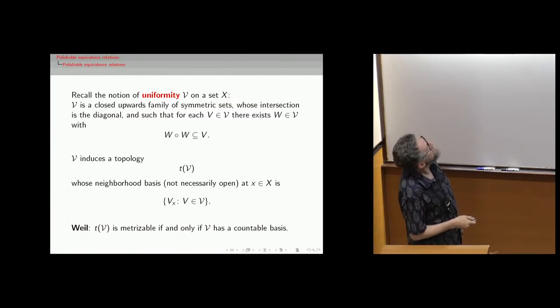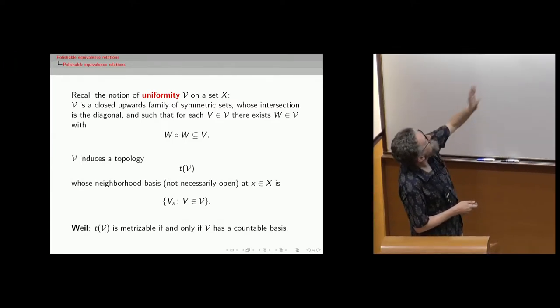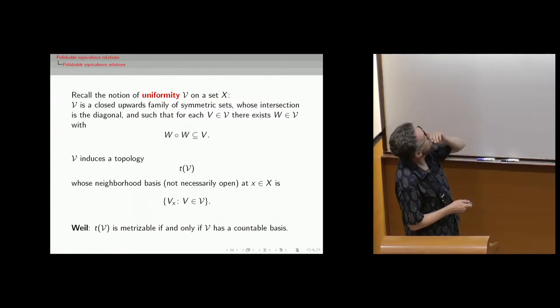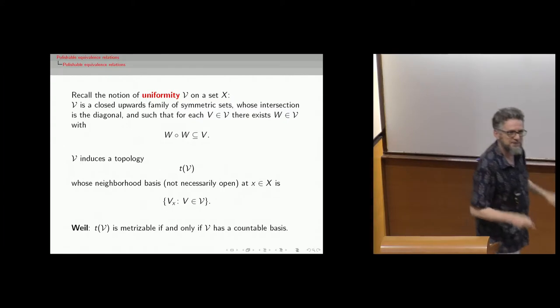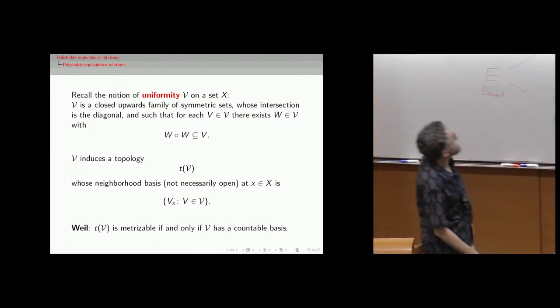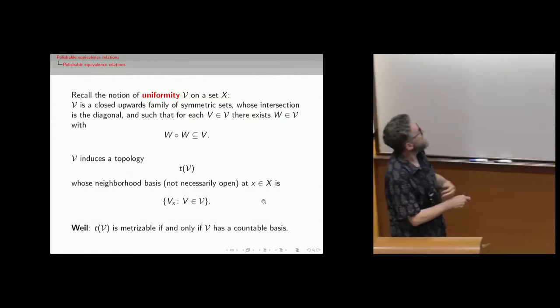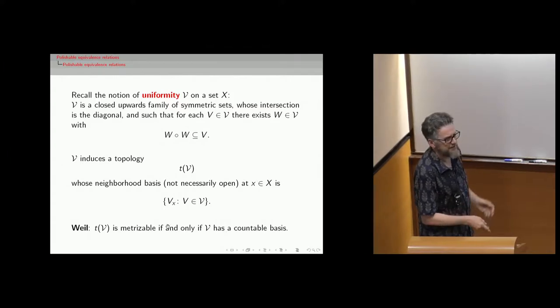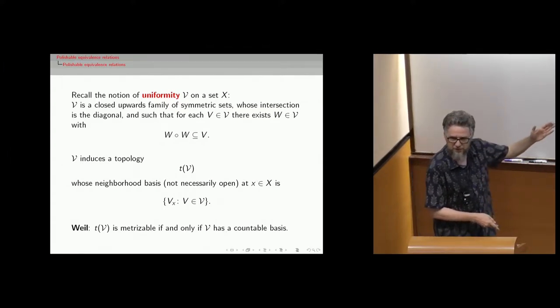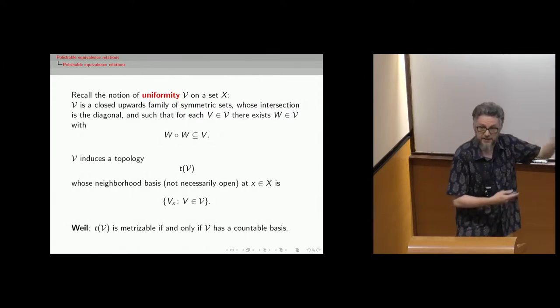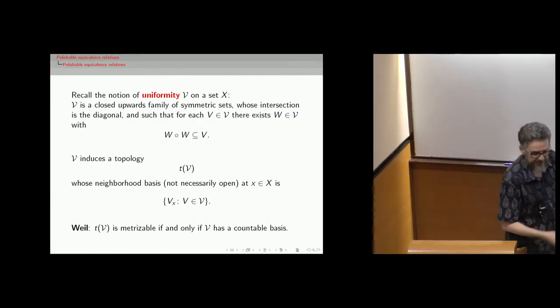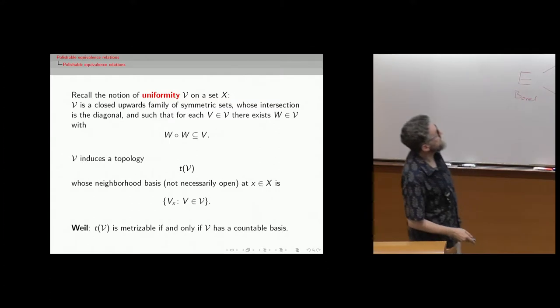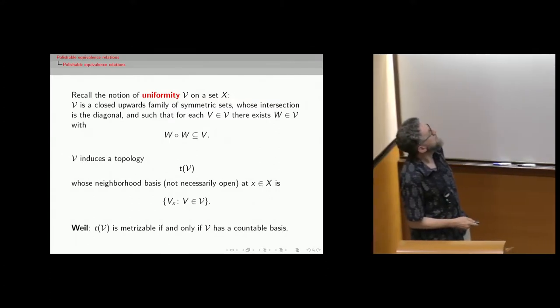Did I mention also V is closed under taking finite intersections? Maybe I missed that. V is closed under finite intersections. I forgot about that. So this theorem of Weil: if you know the Birkhoff-Kakutani theorem about topological groups, this was proved a year before that, and this is essentially the same proof, but it's the right kind of version of that theorem. So, okay, this is this.